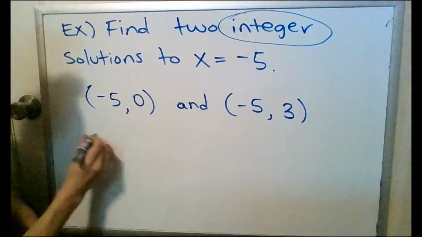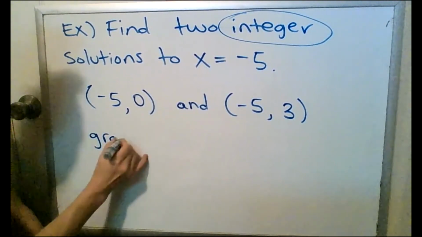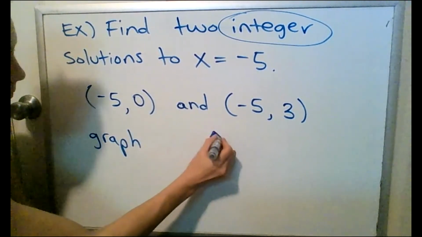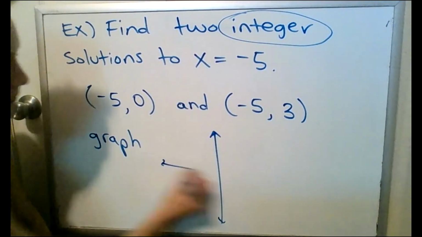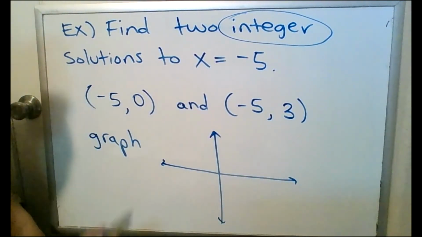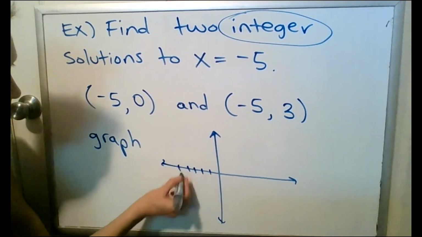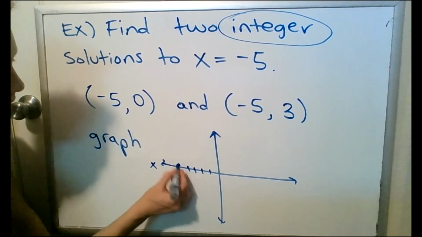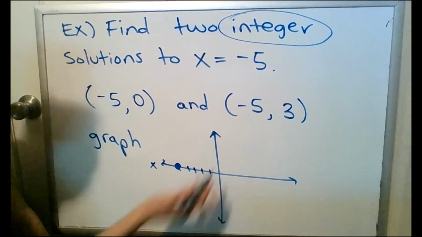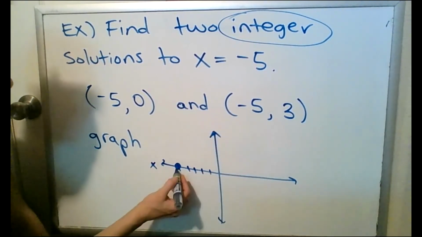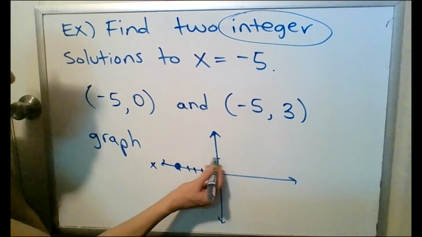Let's sketch a graph. -5 for x, 0 for y. And -5, still -5 this way, and up 3 for y.